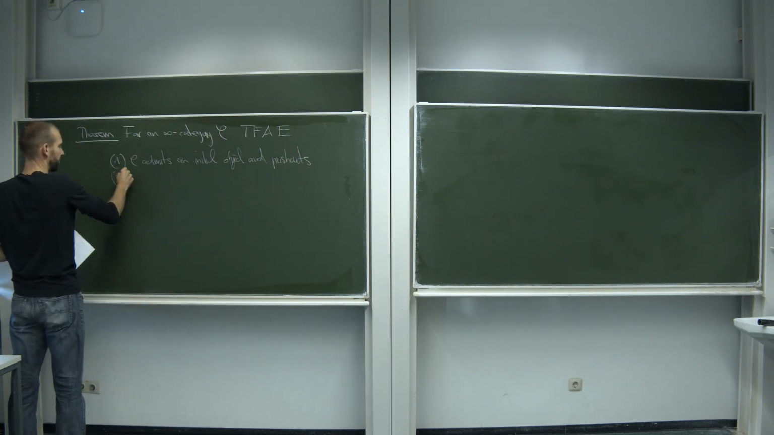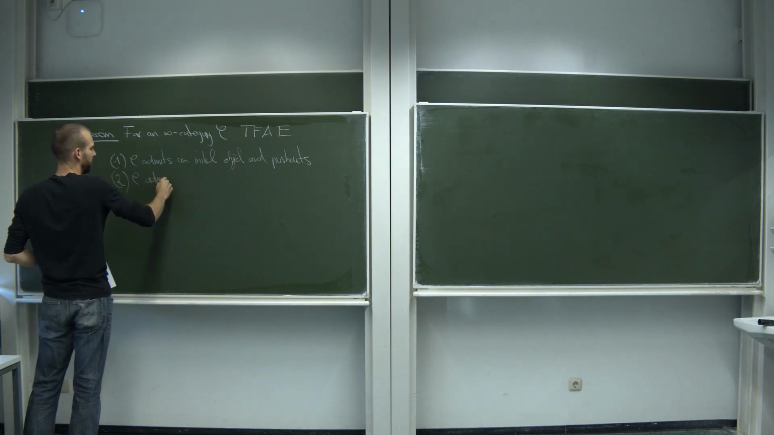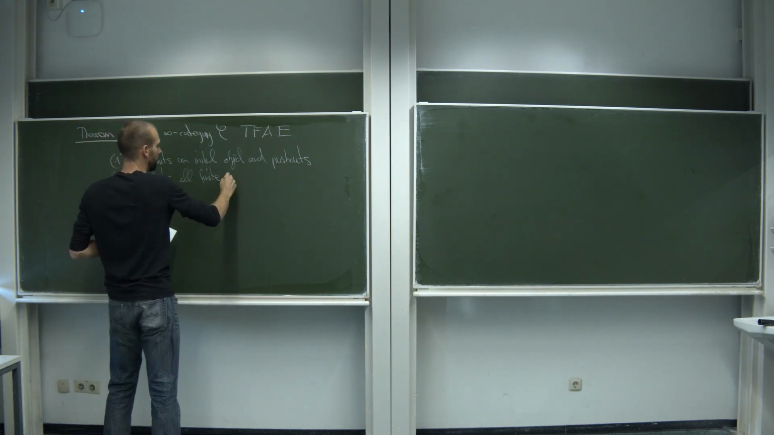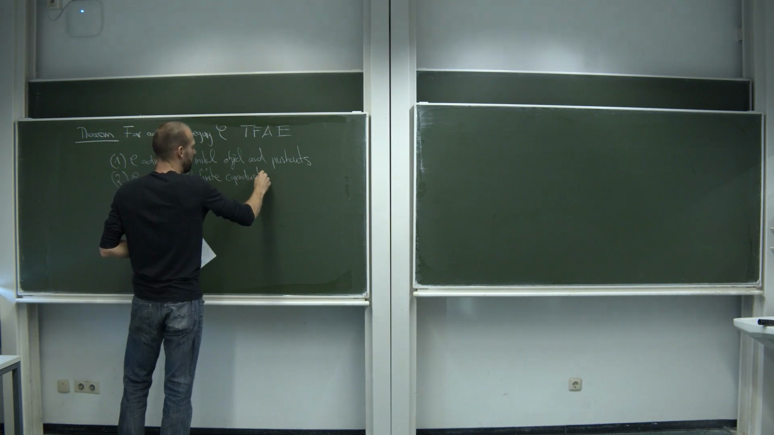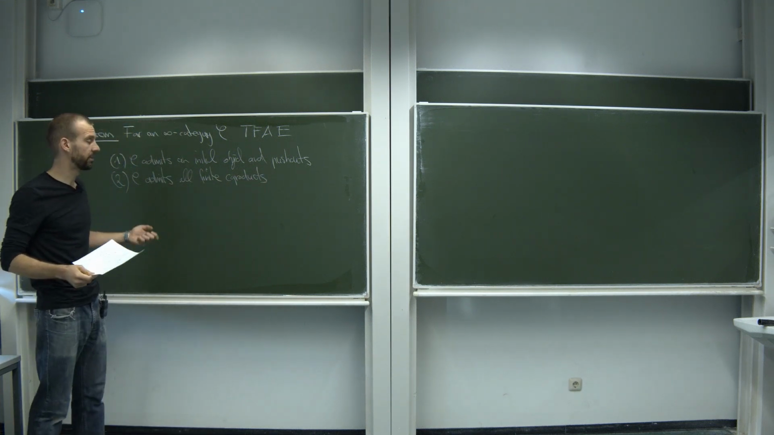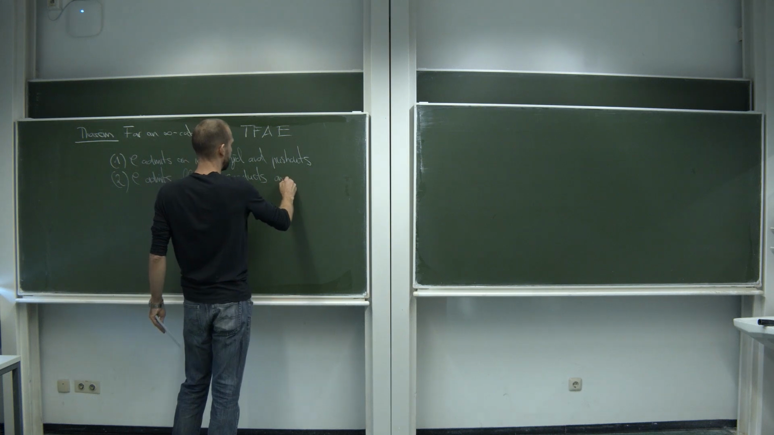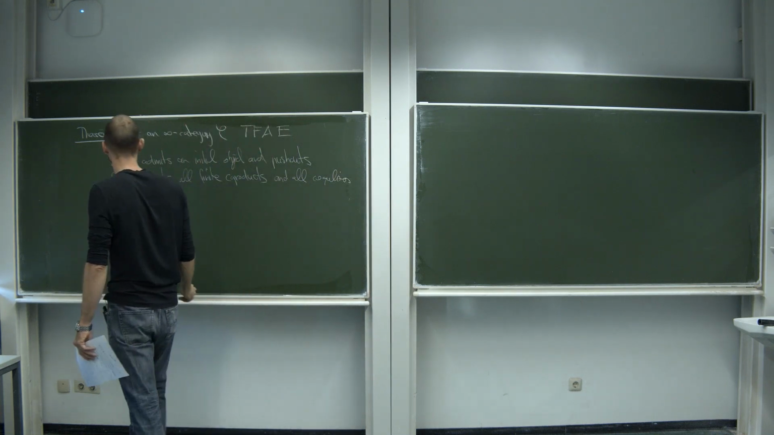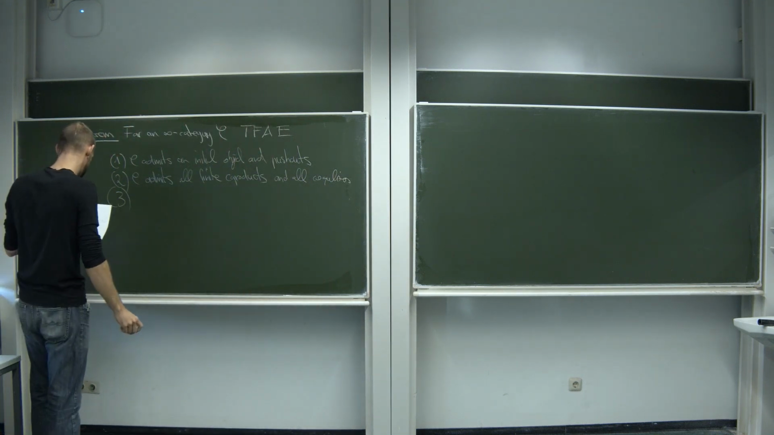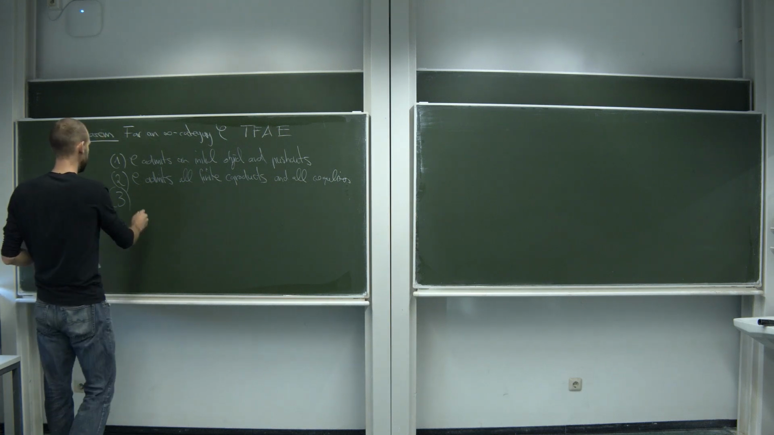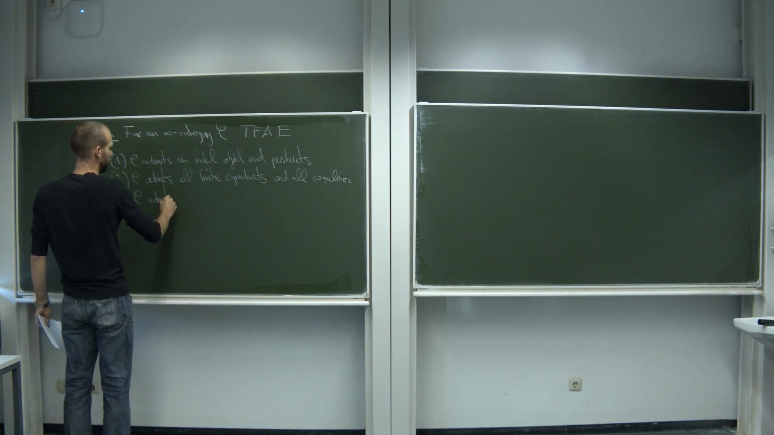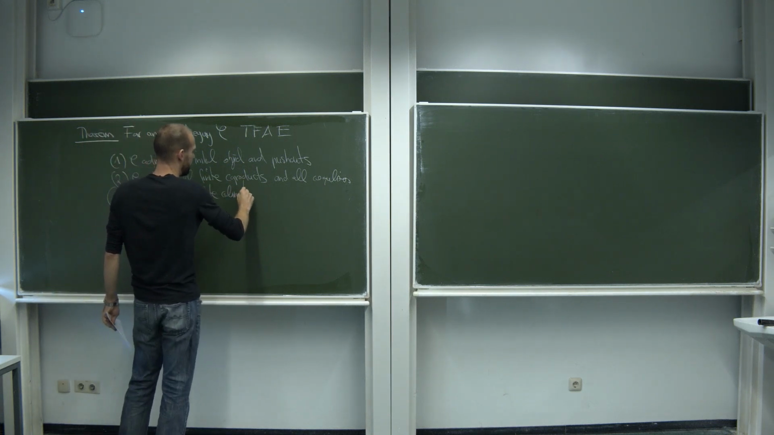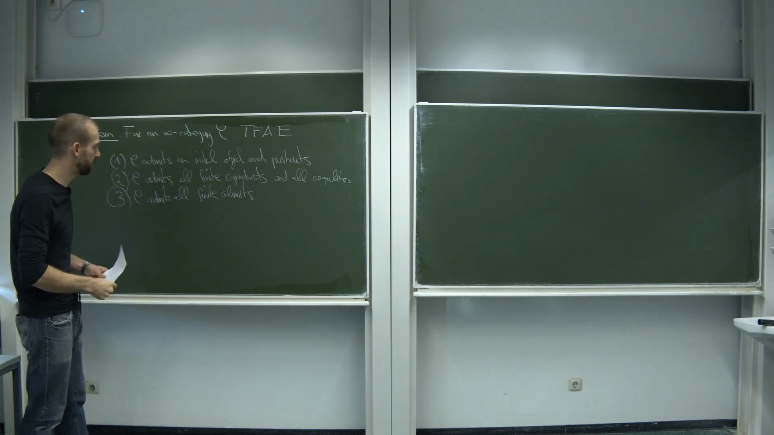2. C admits all finite coproducts. So for a coproduct to be finite, this just means the indexing set is finite. All finite coproducts and all coequalizers. And 3, C admits all finite colimits. So again, admitting a class of colimits just means for every functor there exists a colimit.